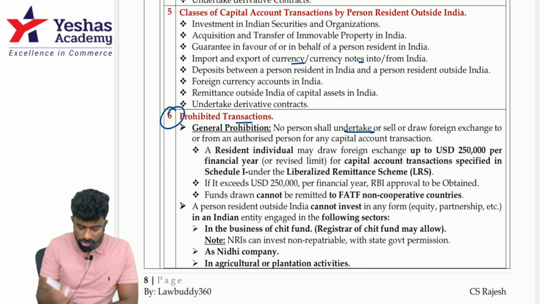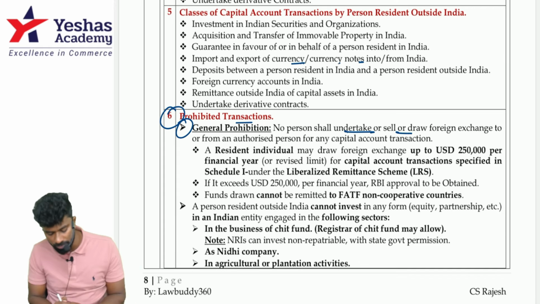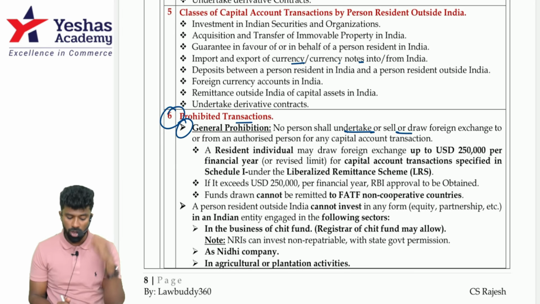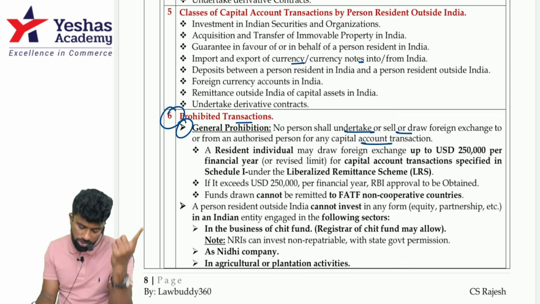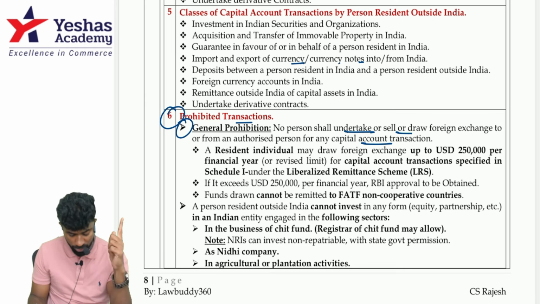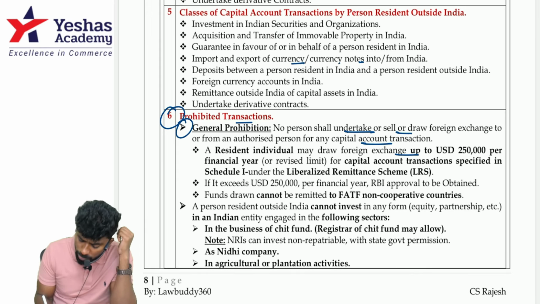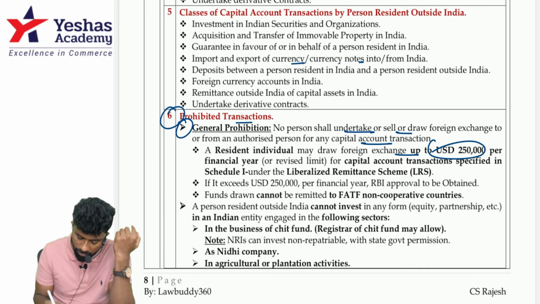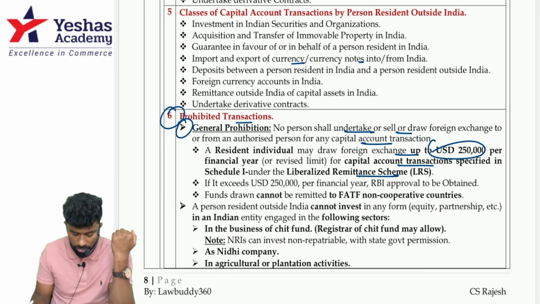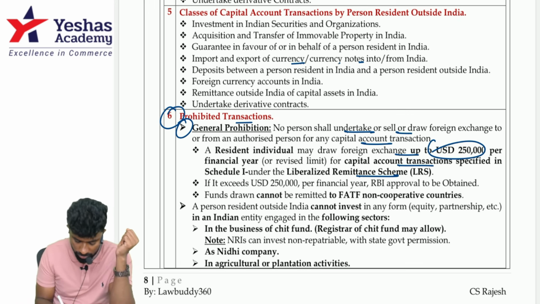The first one, general prohibition. No person shall undertake, sell, draw foreign exchange to or from an authorized person for any capital account transactions, unless it is permitted. A resident individual may draw foreign exchange up to how much per financial year for capital account transactions through what scheme? LRS scheme. Funds drawn.